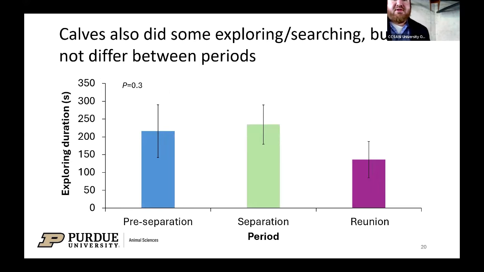Now on this slide, calves also did some exploring or searching, but they did not differ between periods. And the first thing I'd like to point out are the colors of these bars. These bars will be the same color throughout the rest of the presentation, indicating each period. So for pre-separation, we have a light blue. Separation, we have a light green. At reunion, we have a purple kind of color. I had to ask my lab mates what these colors were because I am colorblind. So on the y-axis, we have exploring duration in seconds. And again, we did not see any difference between periods.